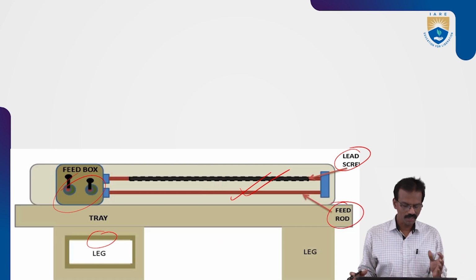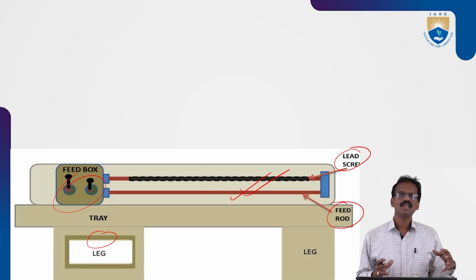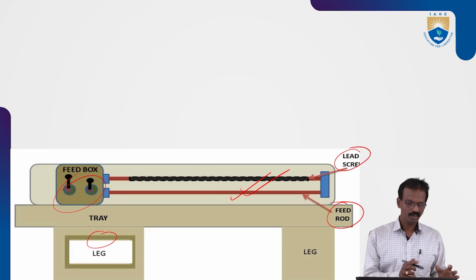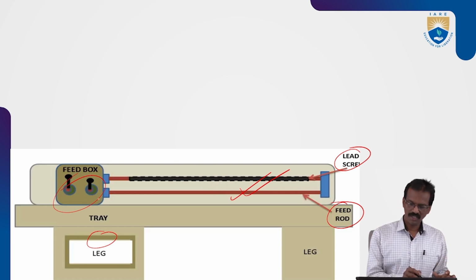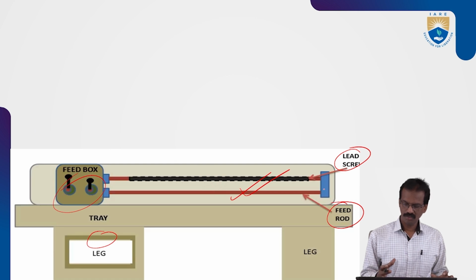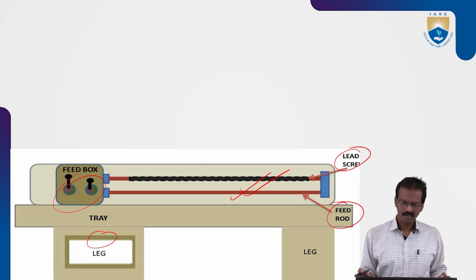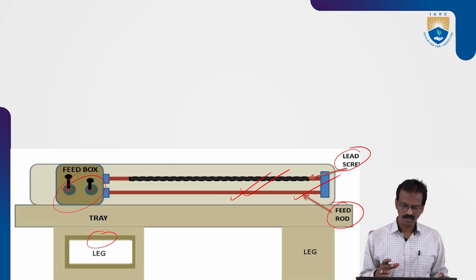It is attached to the spindle. The main function of this feed rod is to transmit the power from the gears to other parts like the carriage and tailstock also. So mainly the feed rod is used to move the carriage and tailstock on this bed, along the guideways of the bed.